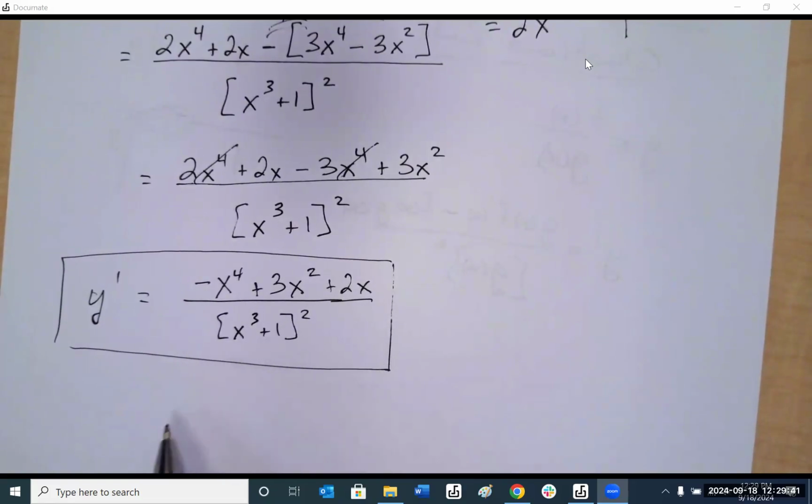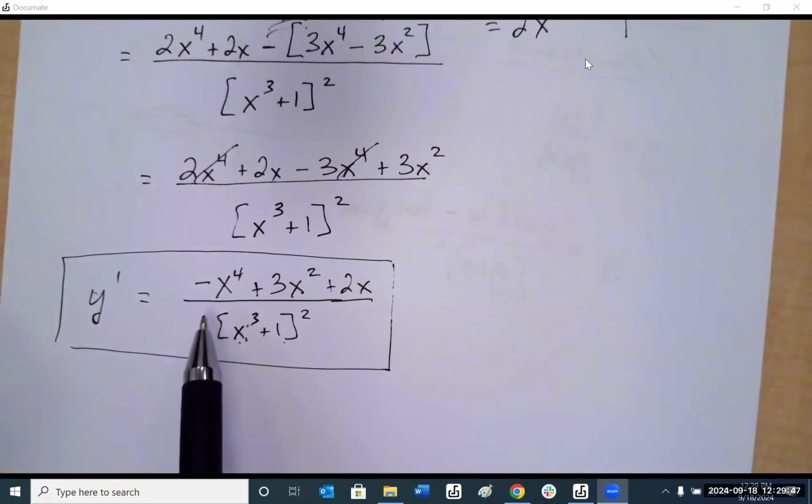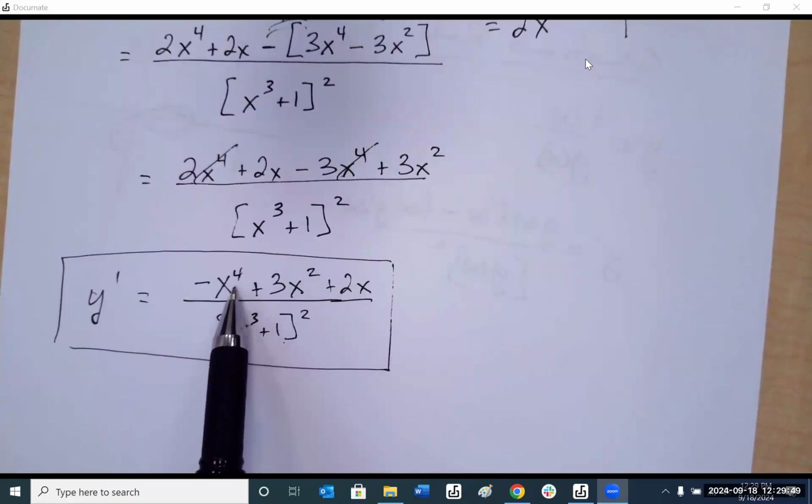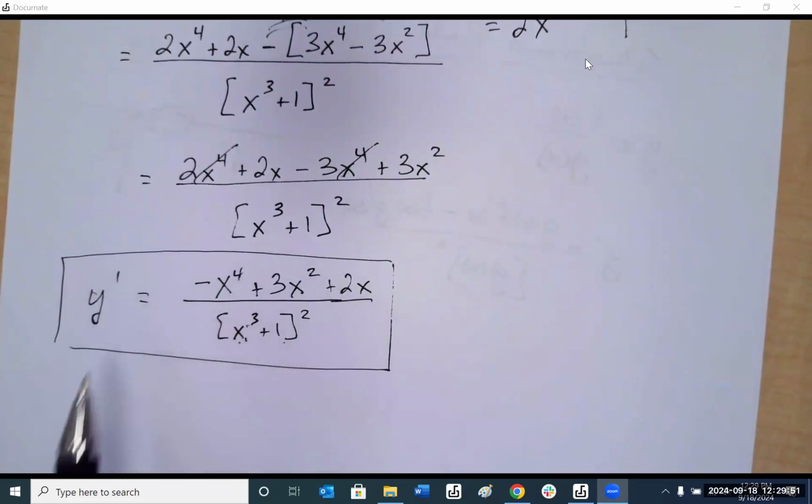Can we simplify it? Well, the only way we can simplify it is if we could break the top down to 3x cubed plus 1. And it's not going to happen since it's a fourth order equation. All we can do is factor out an x, and that won't get us anywhere. So we're done.